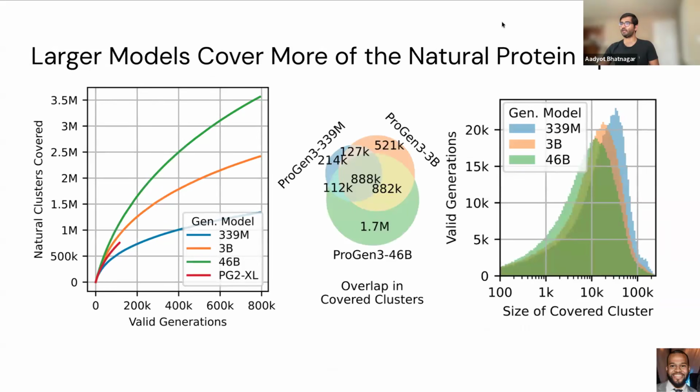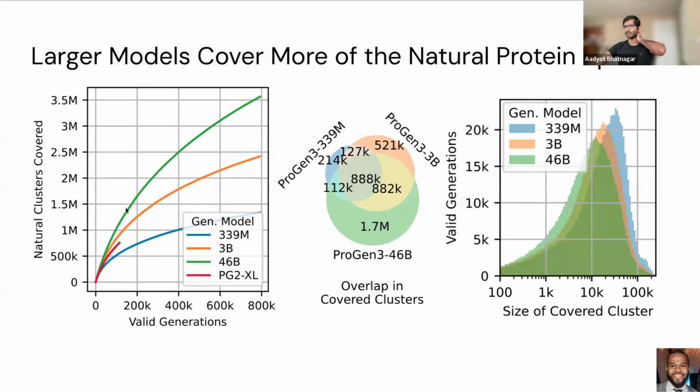Cool. And then in terms of the diversity of these generations coming out of ProGen3, the highest level takeaway is that larger models cover more of the natural protein space. So this is a bit of a busy figure, but I'll go into it panel by panel. So the first thing we do is for all of the valid generations that we were just talking about on the previous slide, we search them against the entire PPA, and we see how many of the 30% identity clusters in the PPA get covered by these model generations.